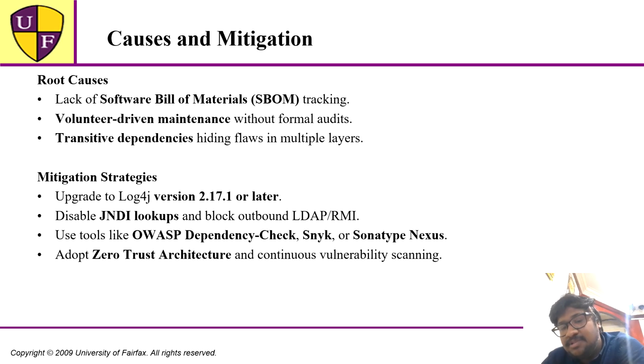So in simple terms, the Log4j issue happened because of poor visibility, lack of updates, and limited security checks. It can be prevented by being proactive, keeping software up to date, and always testing for weaknesses before they cause real damage. That's all about the causes and mitigation.